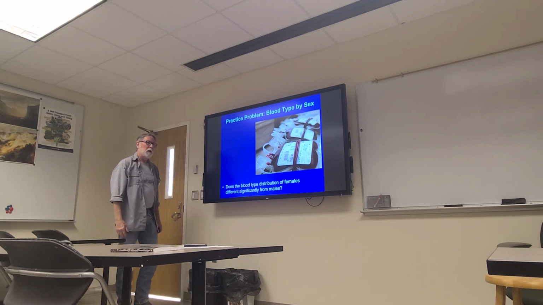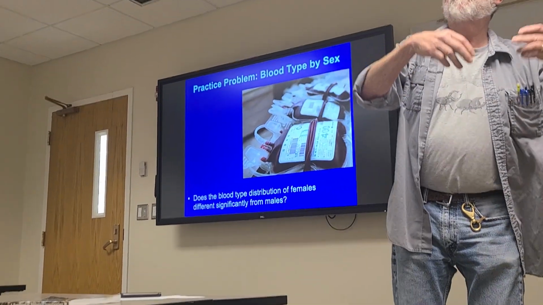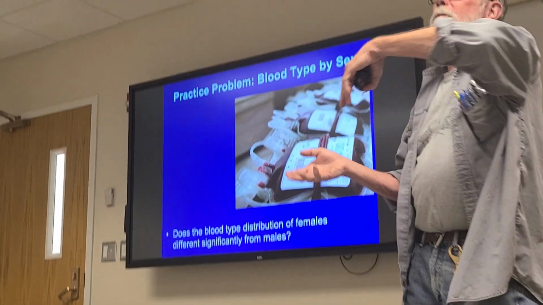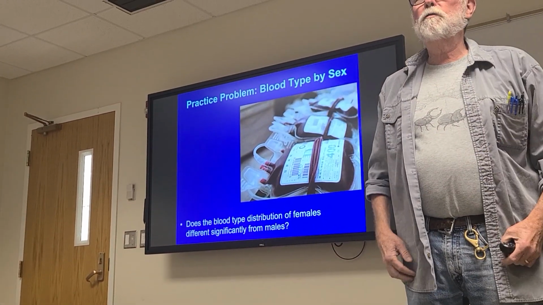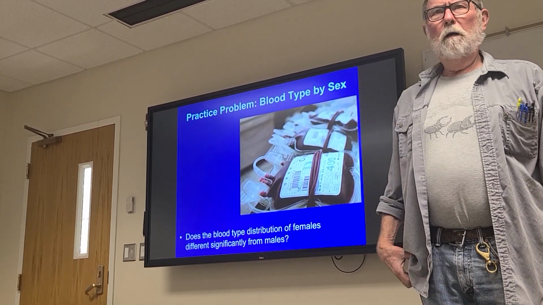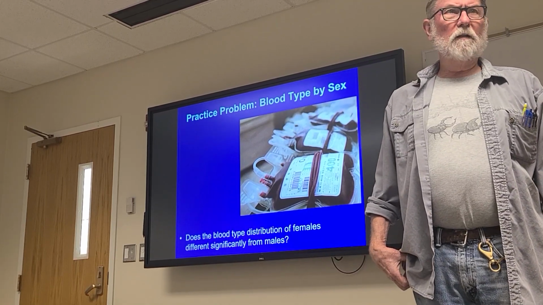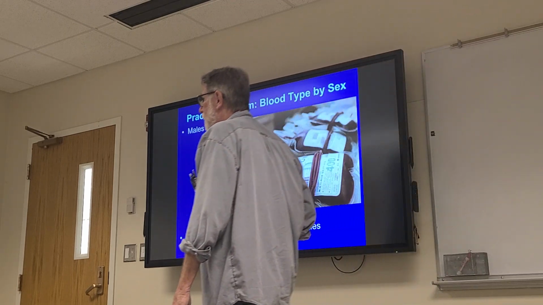All right, so my question is, some females are A, some females are B, some females are AB, some females are O. Same with males. Those two distributions, are they the same or are they different? Who knows? Well, we're fixing to begin to commence to find out, aren't we? So these are the percentages for males.